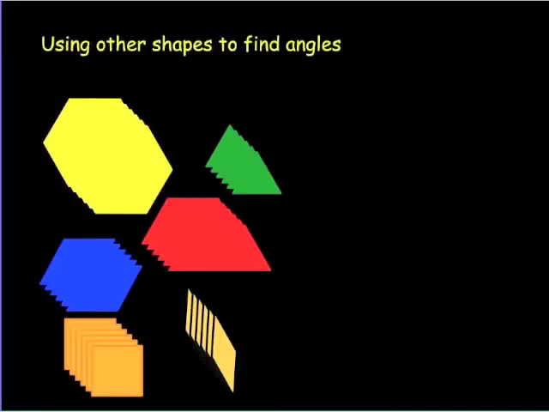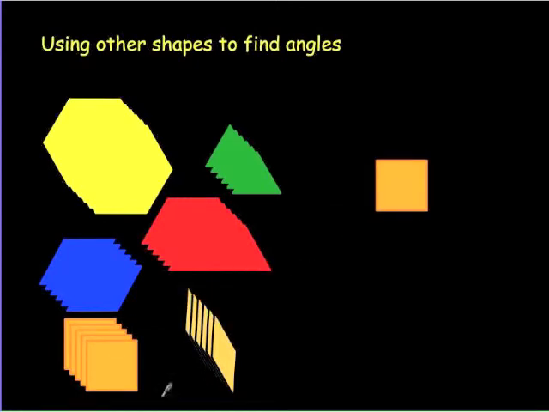So we can use a circle, we can use a straight line, and now we're going to look at one other way to figure this out. We're going to use other shapes to find angles with our pattern blocks here. We've already determined some angles. Again, we're going to imagine that we don't remember those at all. And we're going to start with a shape where we know the angles. We're going to start with this square.